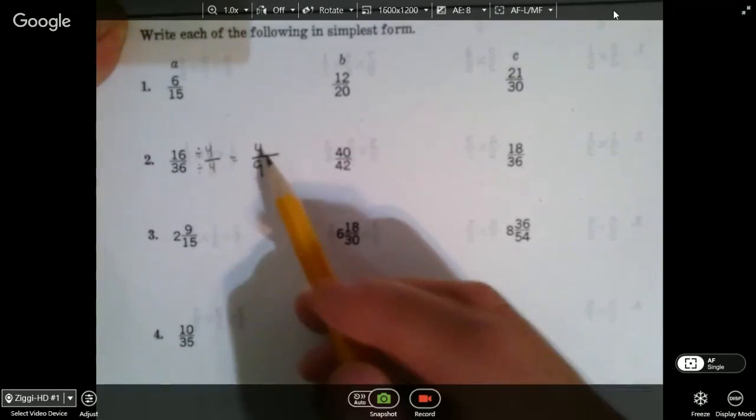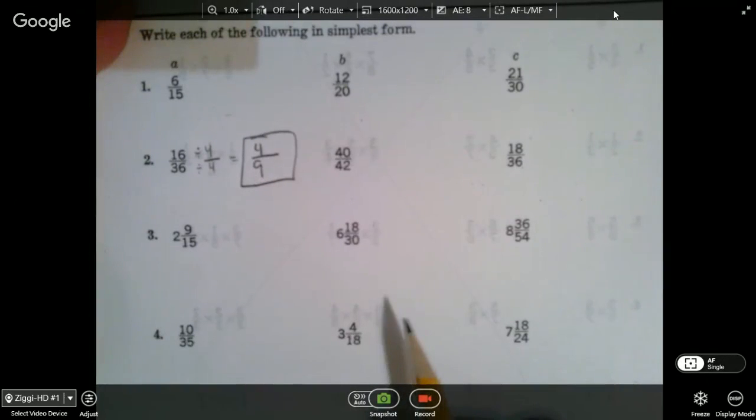And then you kind of check again. 4/9. Is there another common factor between 4 and 9? There isn't. Okay, you just want to make sure that the 4 was the greatest common factor. There wasn't another, so 4/9 is our simplified fraction.